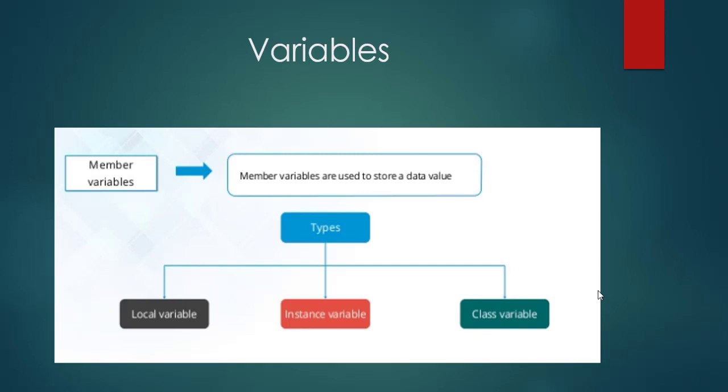You can also call them member variables in Java language. In Java language, we have three types of variables. The one is local variables, the second one is instance variable, and the third one is class variable, or you can say static variable.